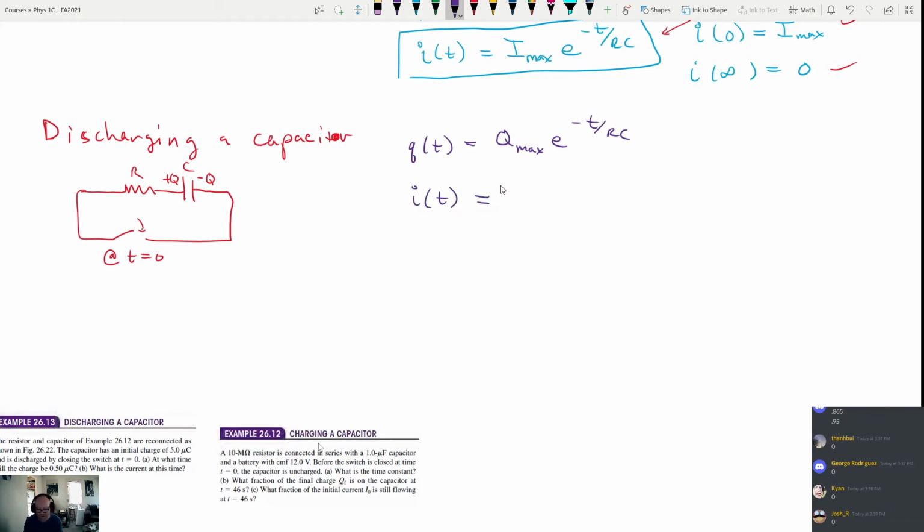okay, I gotta look it up. I don't want to write this down incorrectly. This is the one that's going to be 1 minus. Yeah, Q of t is that, and I of t is I max times e to the negative t over RC. Negative sign. Yeah, I was like, there has to be a negative sign, right?